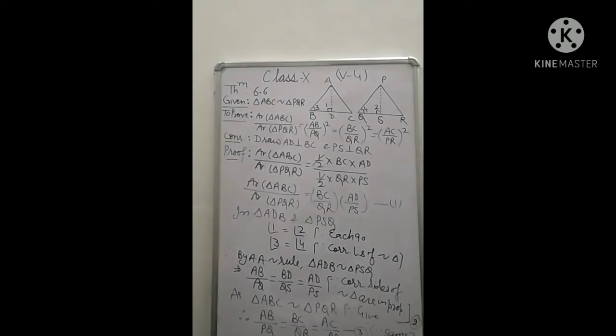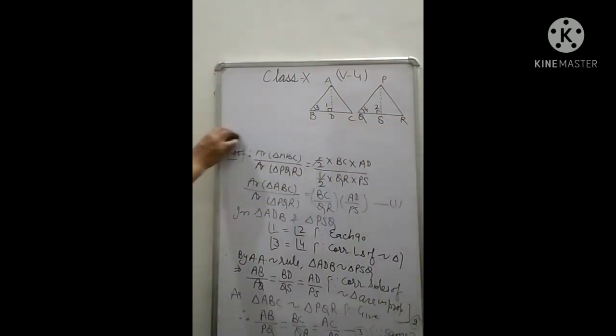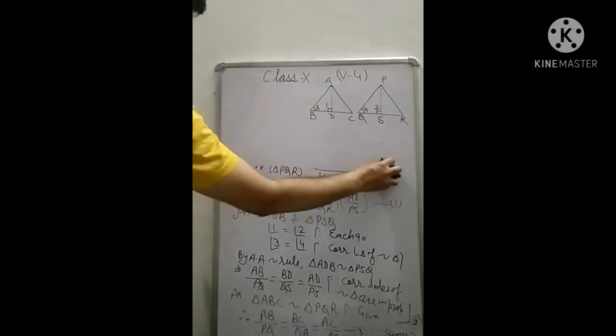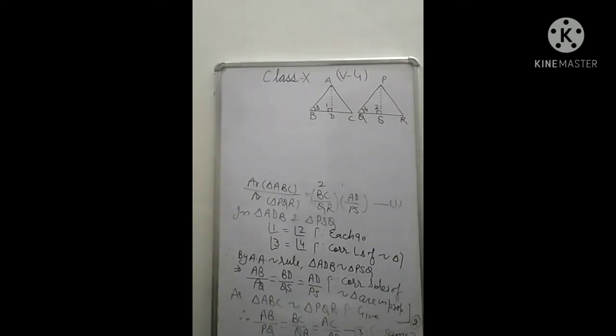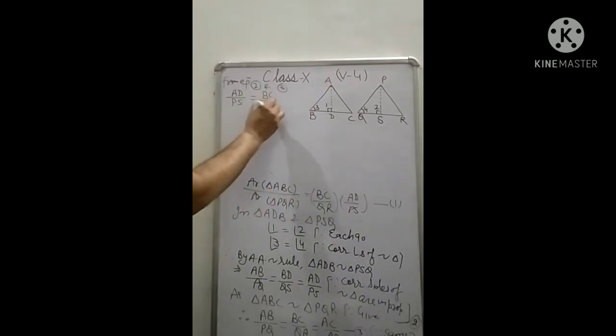Now you have to equate equation 2 and equation 3. So let us write it here. From equations 2 and 3, we can equate them and write AD by PS is equal to BC by QR. Now put this value in equation number 1.